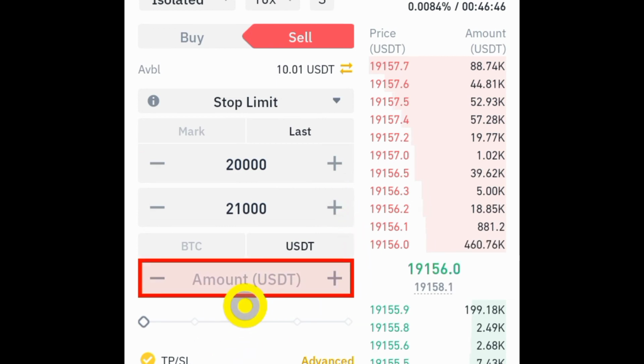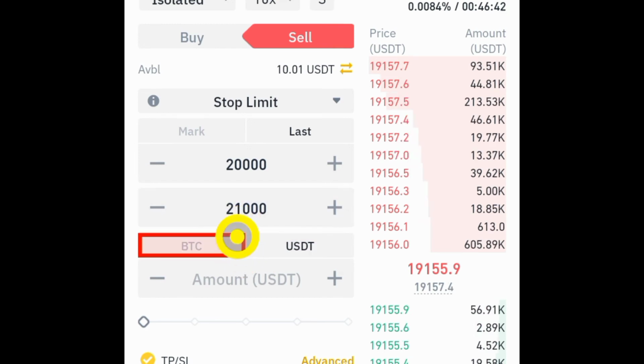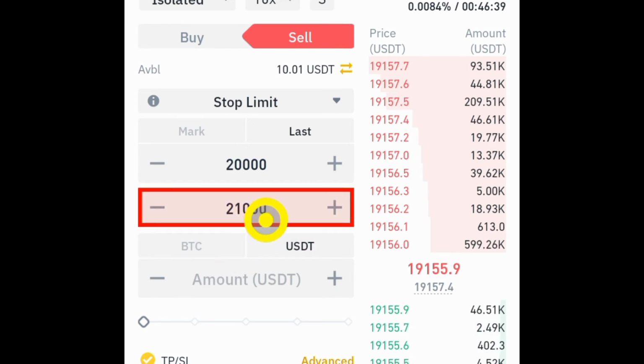Okay, so you bought at 19,000. If the price starts trading between these two price ranges here, I want to sell. That's what you're telling Binance.